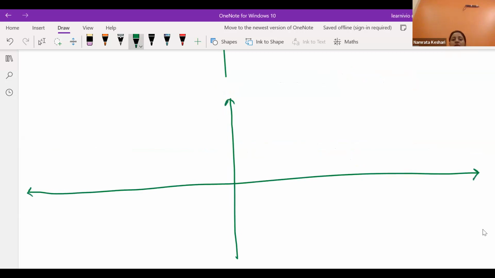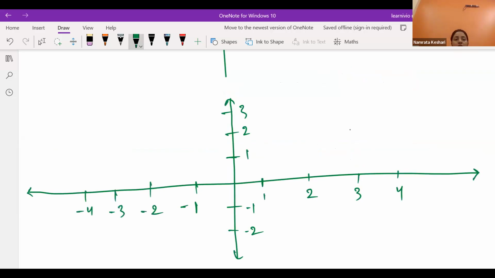suppose this is 1, this is 2, this is 3, this is 4, here 1, here 2, here 3, here minus 1, minus 2, and here 1, minus 1, minus 2, minus 3, minus 4, like that. Okay, if I give you a point, let's locate 2 comma 1. Now this time you have to locate it. I am not locating it.